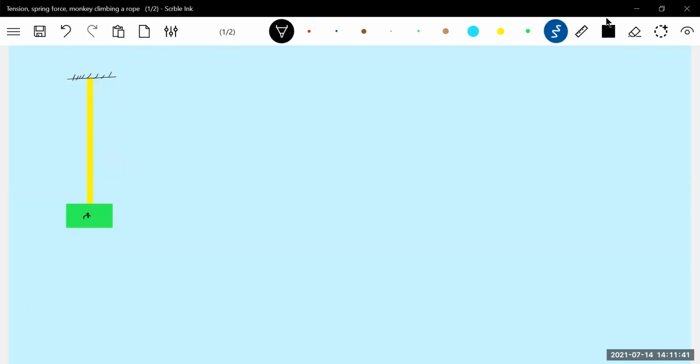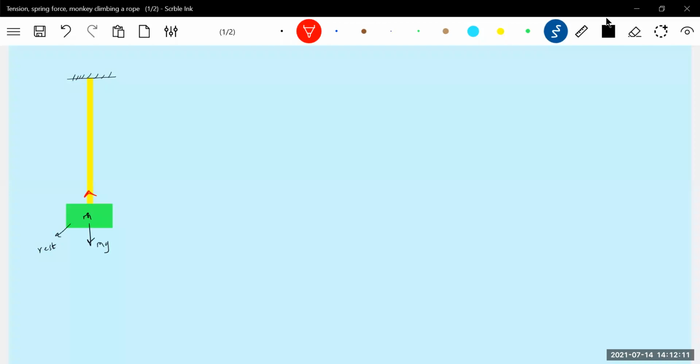So what is the state of this block? The weight of the block will act vertically down, mg. Then if the block is at rest, who will balance this weight of the block? Definitely it should be tension. So there should be some force. So here the force set up in the string is called tension.